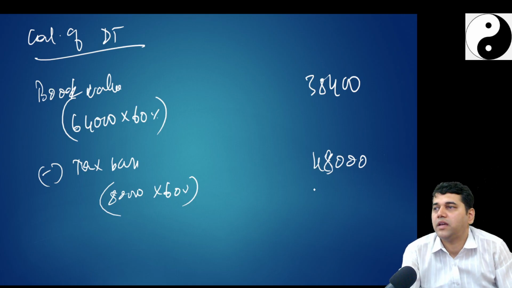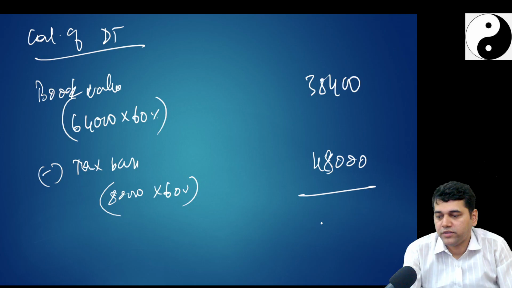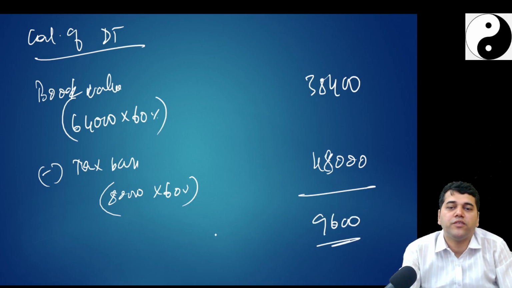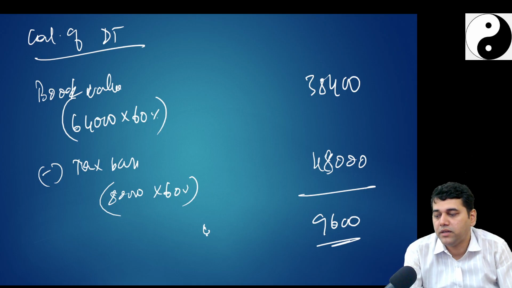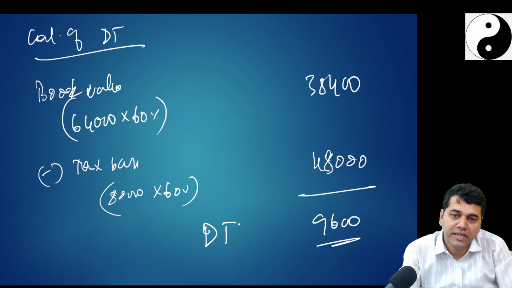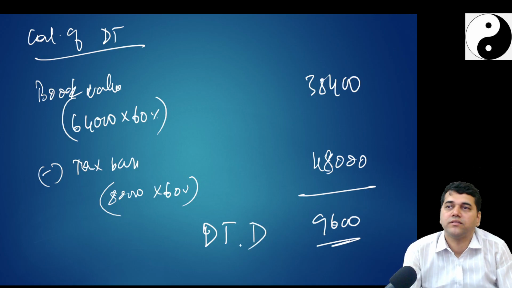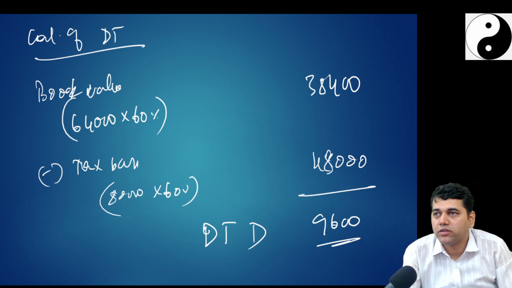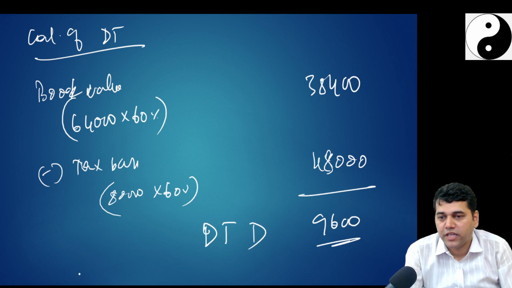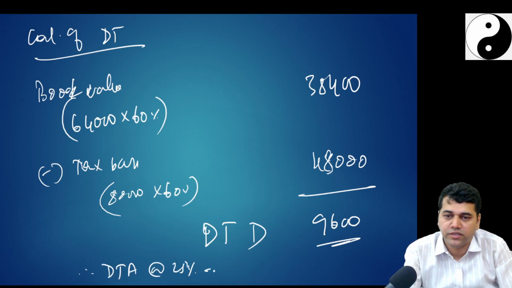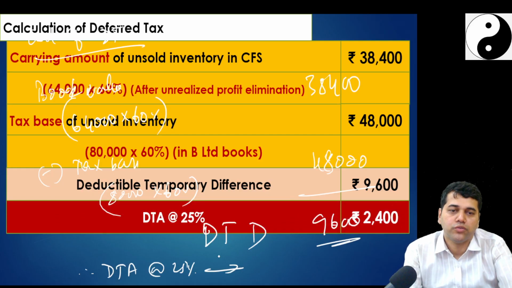Clear now? Everyone is clear, right? So this 9,600 is the temporary difference due to URP. Which difference is it, taxable or deductible? Deductible temporary difference, because my inventory's carrying amount is lower than the book value. Therefore, DTA at the rate of 25% comes to 2,400.